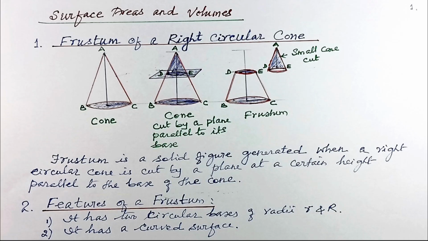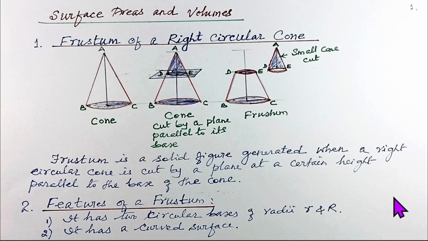Now frustum is a solid figure generated when a right circular cone is cut by a plane at a certain height parallel to the base of the cone. So let us understand this statement. We have a cone here, and this cone is cut by a plane at a certain height parallel to the base. When the plane cuts the cone at a certain height, a small cone gets cut off, and what remains behind is the frustum. So this is the frustum. So from a cone we get a frustum when a small cone is cut at a certain height parallel to the base, and that is what is frustum.